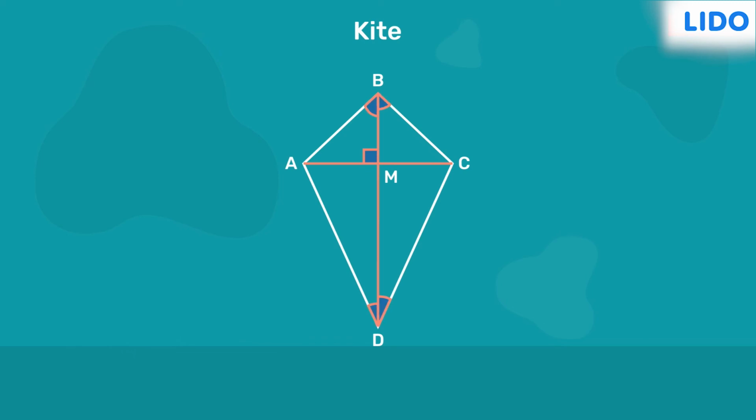In this kite, for example, we have two diagonals AC and DB and two vertex angles ADC and ABC. The diagonal BD bisects angle ADC into angles MDA and MDC, which are equal. This diagonal also bisects angle ABC. Therefore, angle MBA is equal to angle MBC.